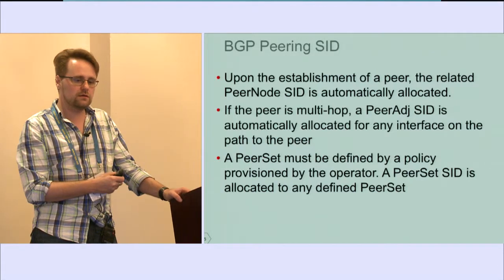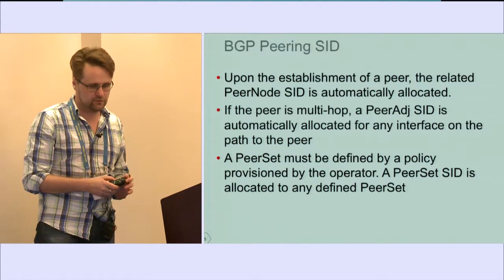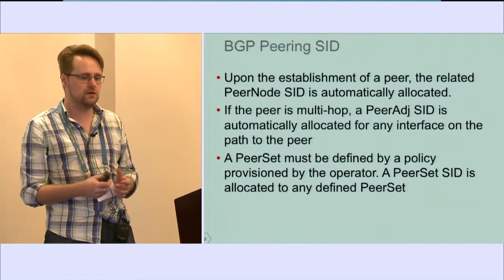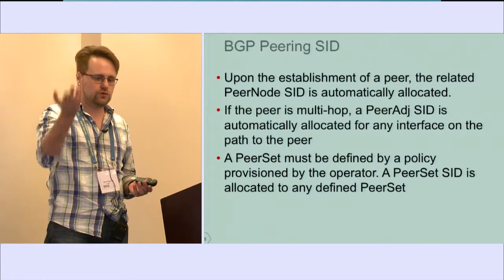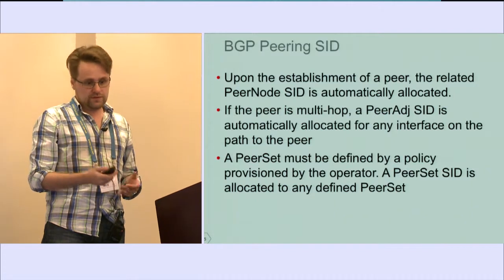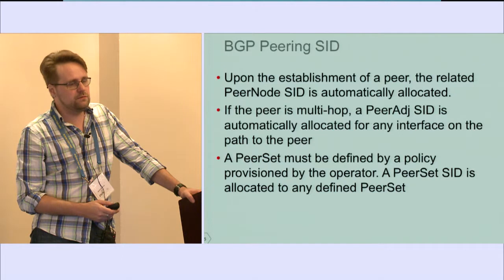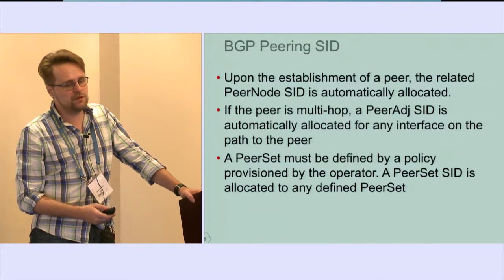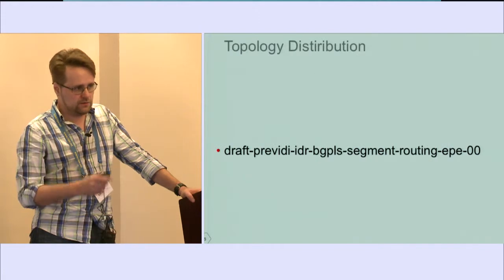That is what I have just said. A SID is allocated when we establish a BGP session. The second bullet point, I have spoken about that as well. A peer set is not allocated automatically. For a peer set, you have to have local configuration. Next.